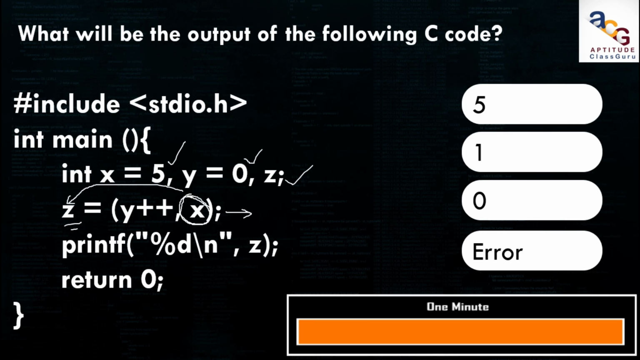What is the rightmost value? It is x, right? So x will be stored in z. Then what is the value of z? It is always equal to x, which is nothing but 5.